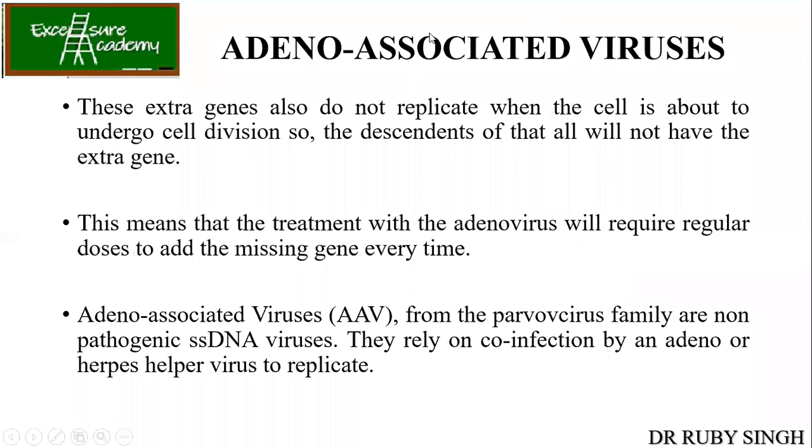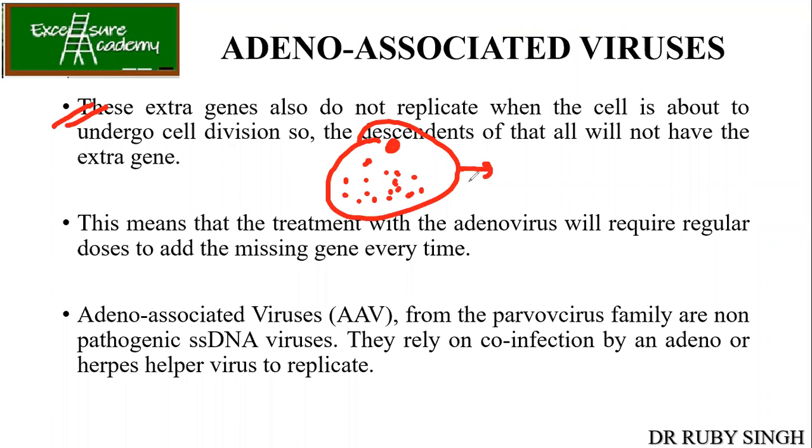Now, adeno-associated viruses. These extra genes also do not replicate when the cell is about to undergo cell division. So the descendants of that cell will not have the extra gene. What does it mean? See, in a cell, it is not going inside the genome. It remains like this. So when a cell is dividing, what is happening? Two daughter cells are formed.